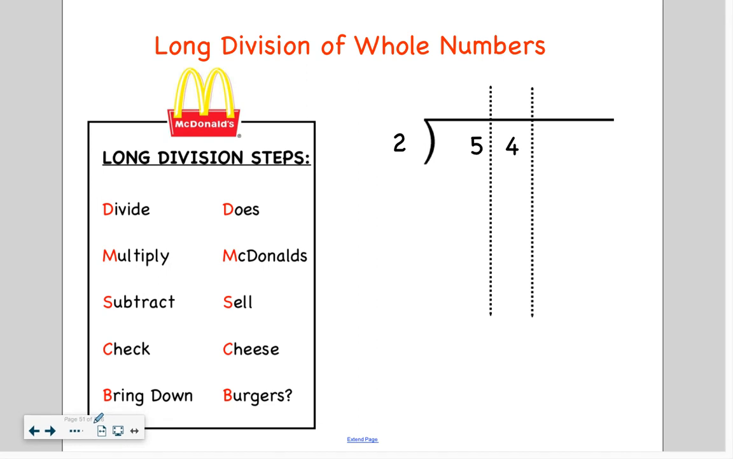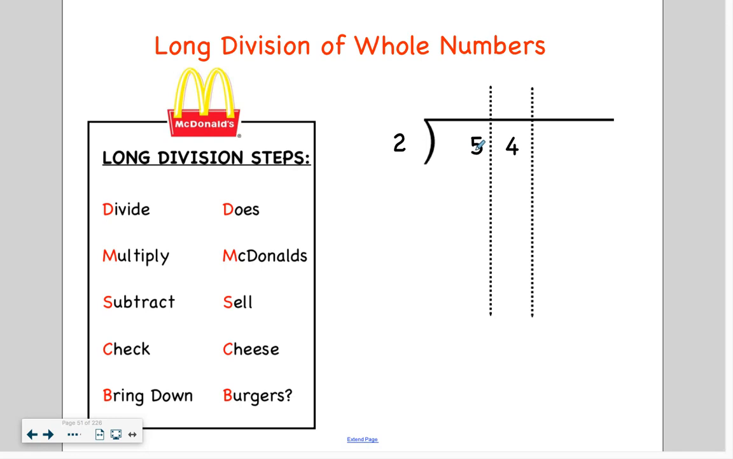We are going to use a structure about McDonald's. Does McDonald's sell cheeseburgers? Divide, multiply, subtract, check, bring down. To the right, we have 54 divided by 2. The first step we're going to take is we are going to say, how many times does 2 go into 5 equally without going over?